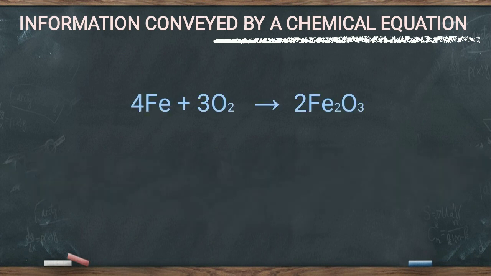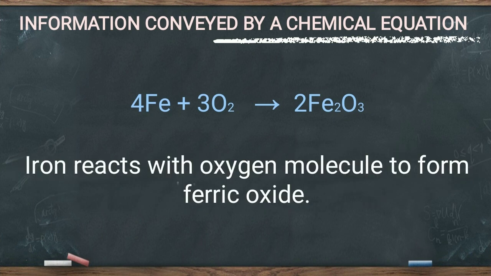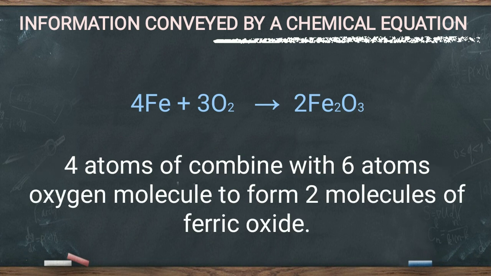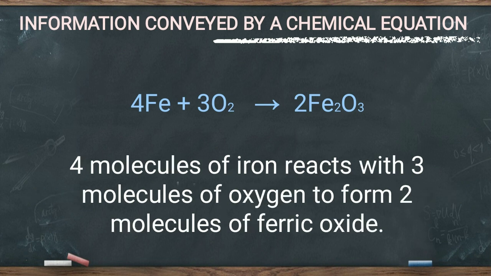Now consider this reaction which is written as 4Fe plus 3O2 gives 2Fe2O3. This equation represents that iron reacts with the oxygen molecule to form ferric oxide. During this reaction, 4 atoms of iron combine with 6 atoms of oxygen to form 2 molecules of ferric oxide. This chemical equation also conveys that 4 atoms of iron react with 3 molecules of oxygen to form 2 molecules of ferric oxide.